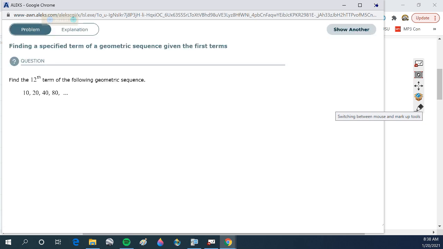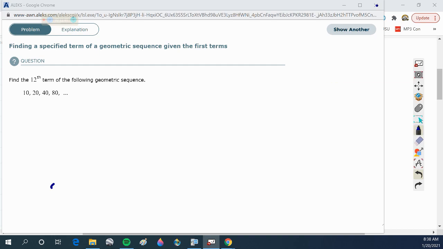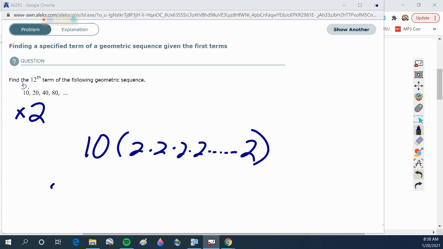And the last one. This is where it gets a little bit tricky. What is the pattern here? Times by 2. Okay. If this is term 1, b sub 1, how many times by 2s do I need to get to term number 12? 11. So I will take 10, and then I'm going to multiply it by 11 2s. The faster way to do that is this. 10 times 2 to the 11th. Does that make sense? All right, that's it. Get to work.